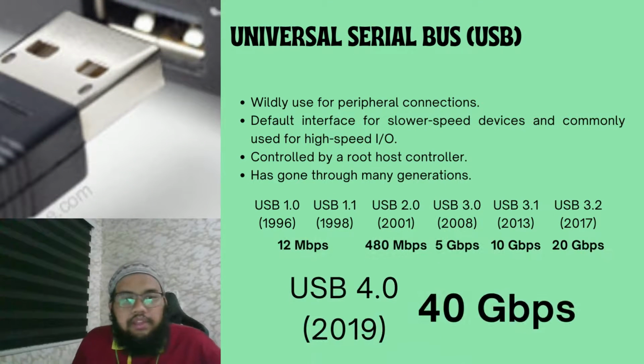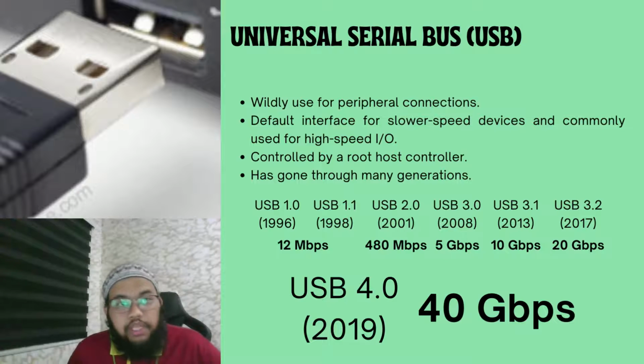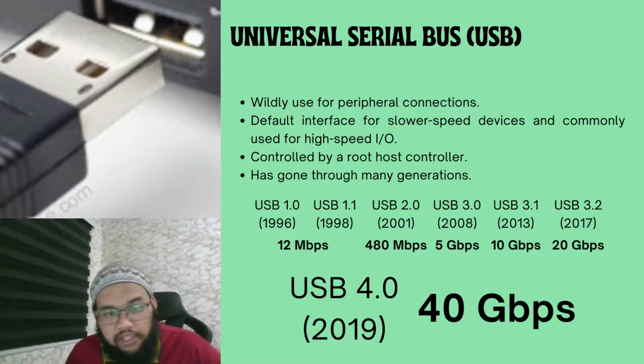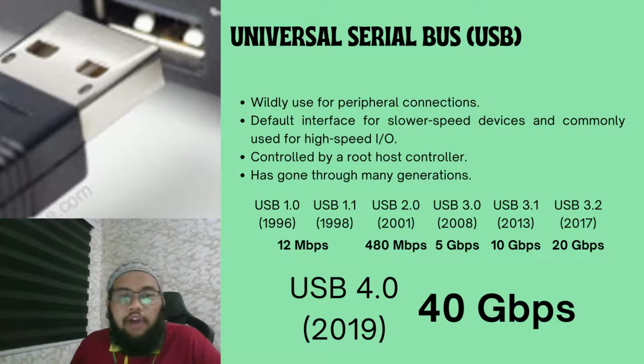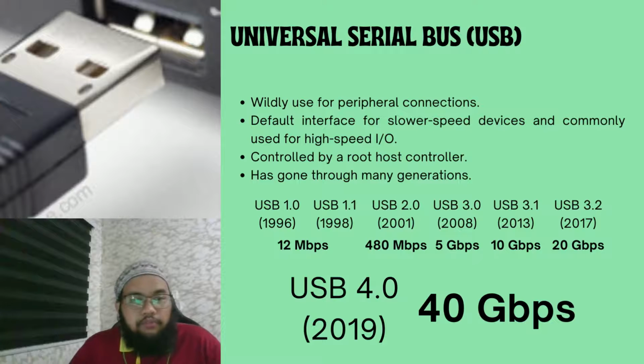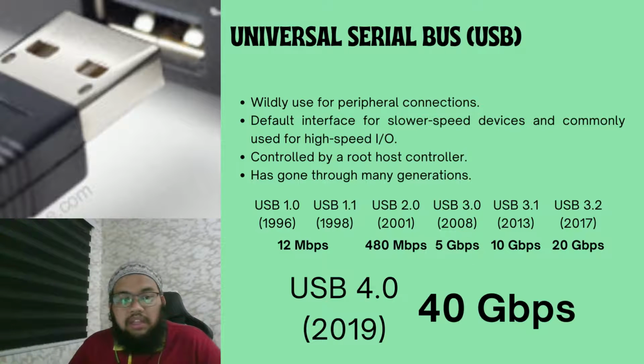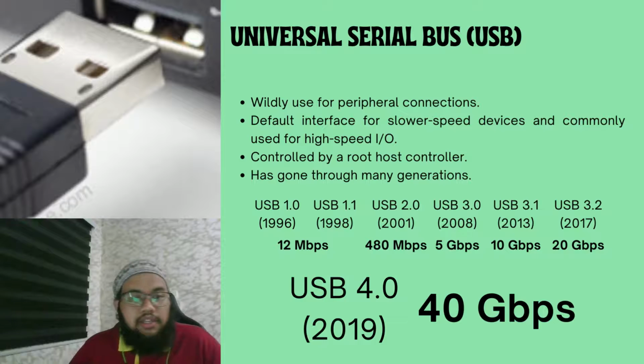So firstly is Universal Serial Bus, or we call it USB. USB is widely used for peripheral connections, and it is the default interface for slower speed devices such as keyboard and pointing device, and commonly used for high-speed I/O, including printers, disk drives, and network adapters. It is controlled by a root host controller and has gone through many generations. So if we look at here, from 1996 until 2019, it has gone through four generations.